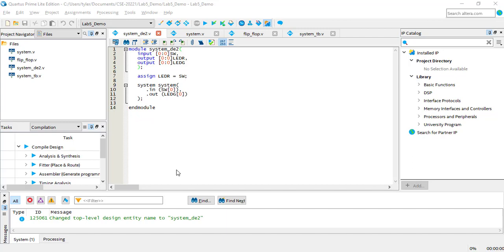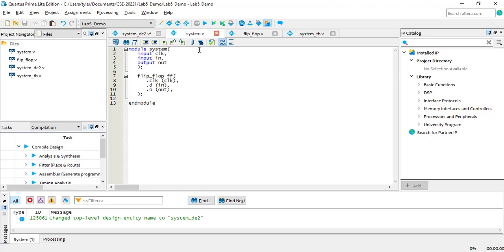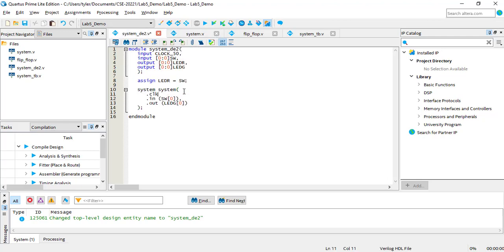Using a clock in Quartus is fairly straightforward. In your System DE2 module, declare the clock 50 input port, and you can connect that to an input port in your system module. Clock 50 is a clock with a period of 50 MHz. It outputs a 1-bit wire that goes from 1 to 0 and back to 1 50 million times every second.